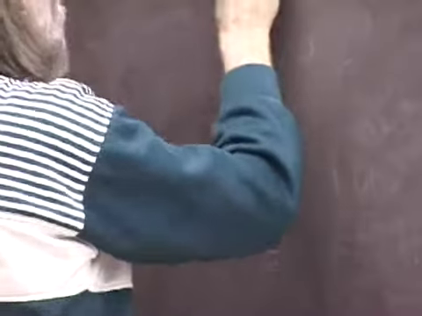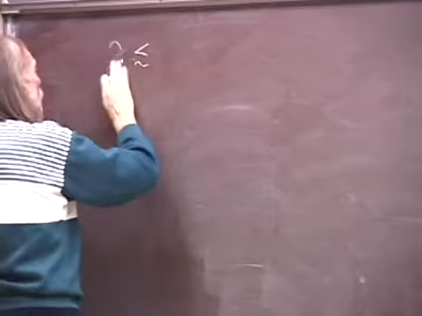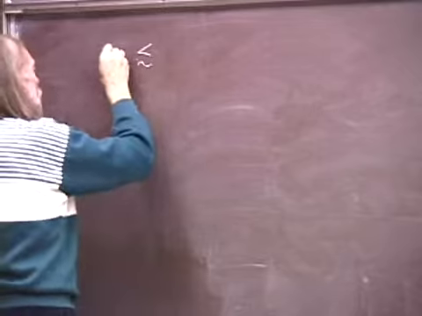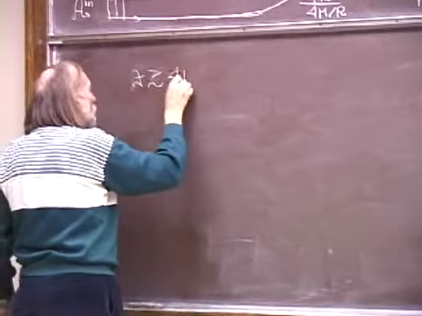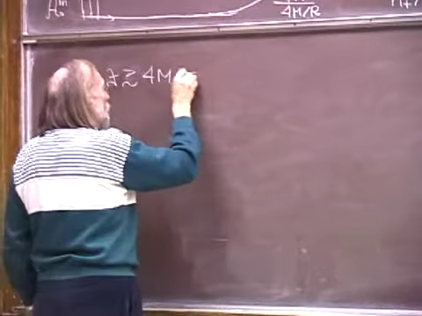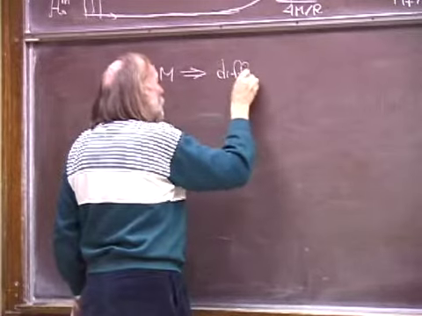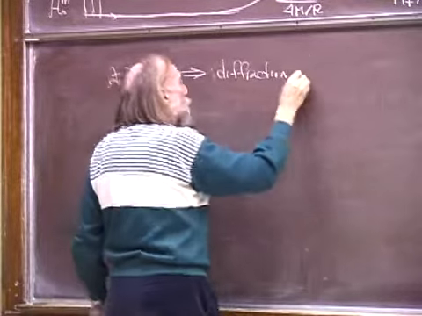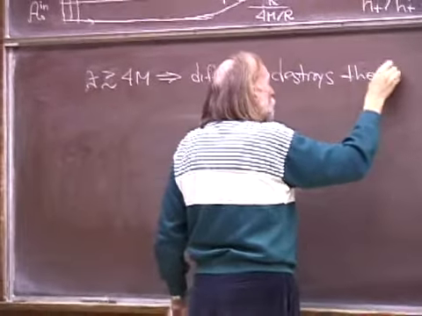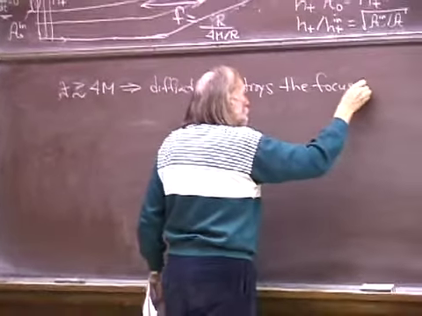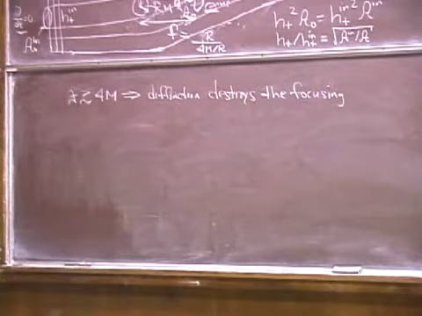They tell you that if the reduced wavelength of the waves is greater than or of order 4m, then the diffraction destroys completely the focusing, and you get no significant focusing. And so I leave it to you to do the reading and to think about it to see that that's the case.